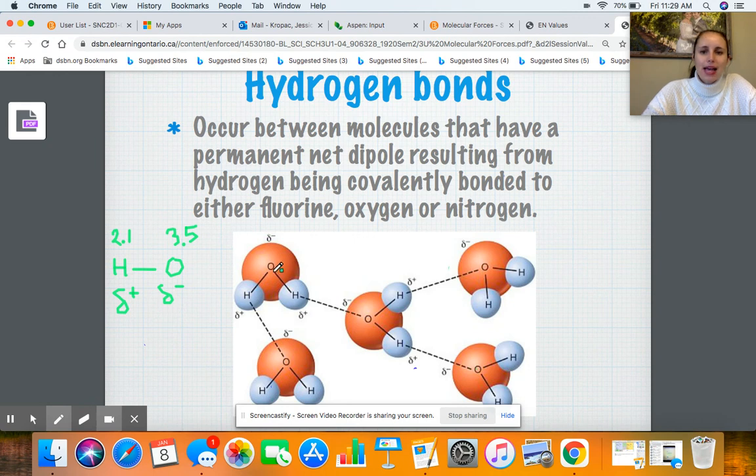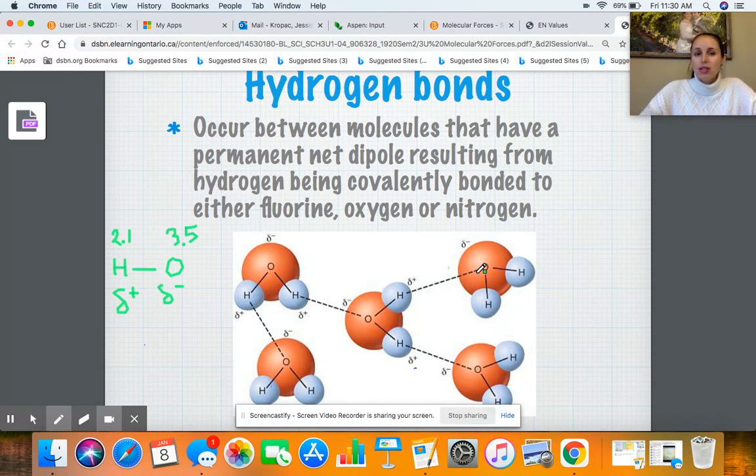So it's the same idea as a dipole-dipole bond. Positives are attracted to negative ends. My positive hydrogen is attracted to my negative oxygen. My negative oxygen is attracted to my positive hydrogen. But since these are stronger dipoles, they just happen to be stronger bonds. That means anything that has a hydrogen bond is really tightly stuck together, so the molecules really don't want to move. That's why things like water have higher melting points and higher boiling points when compared to other substances, because water is an example of a hydrogen bond.